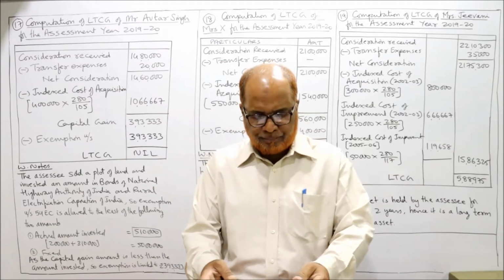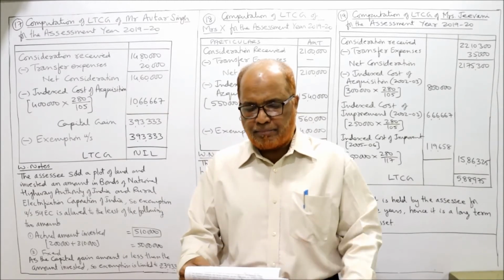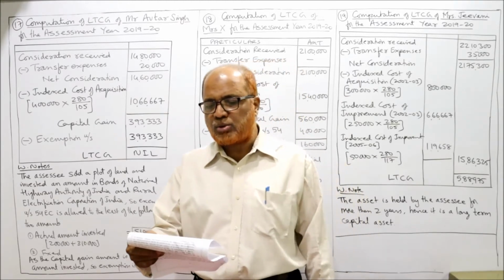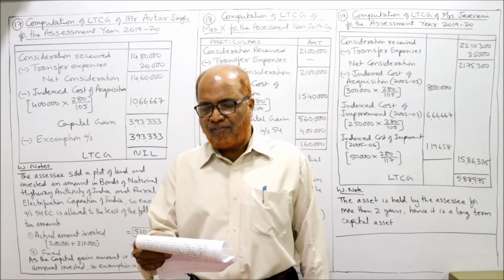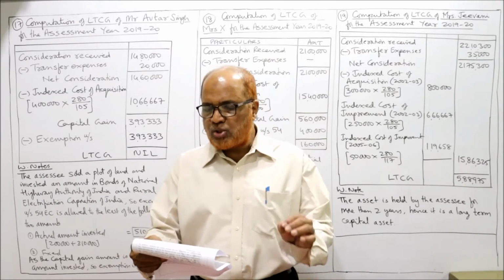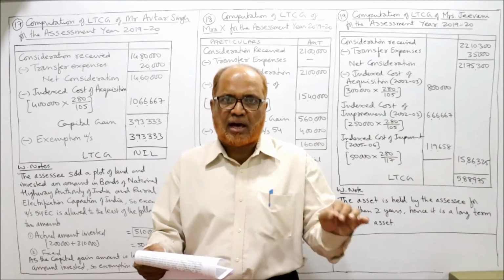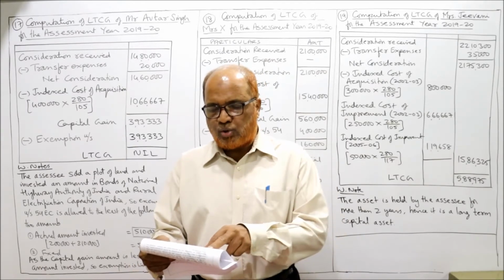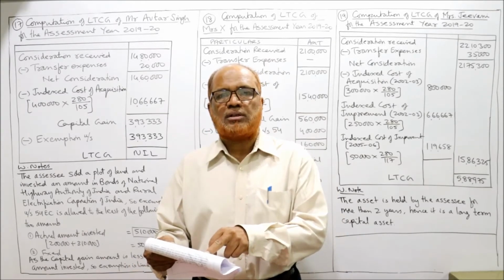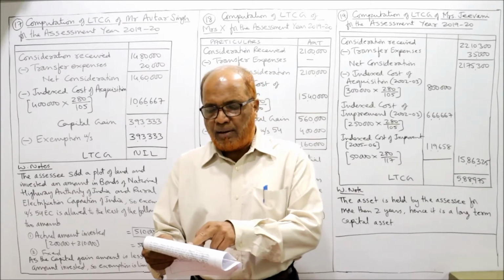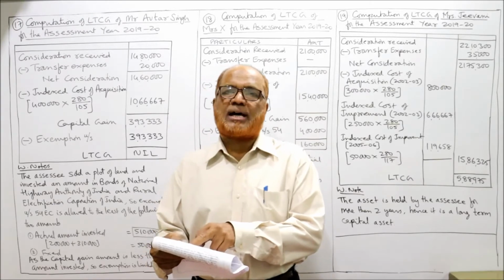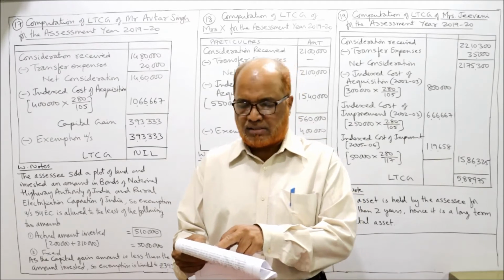I am reading out the problem. Mr. Avtar Singh purchased a plot in 2002-2003 for rupees 4 lakh. It was sold on 15th November 2018, meaning the current previous year. It was sold for 14,80,000. This is the consideration received. And he paid 20,000 as brokerage charges, transfer expenses.